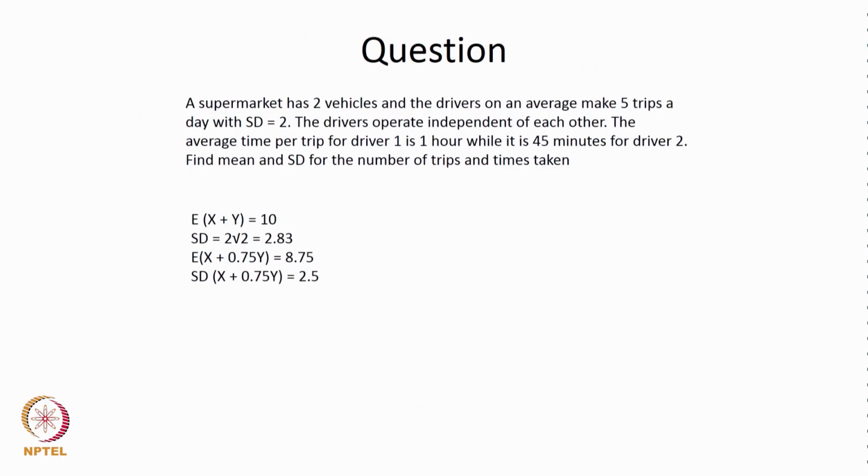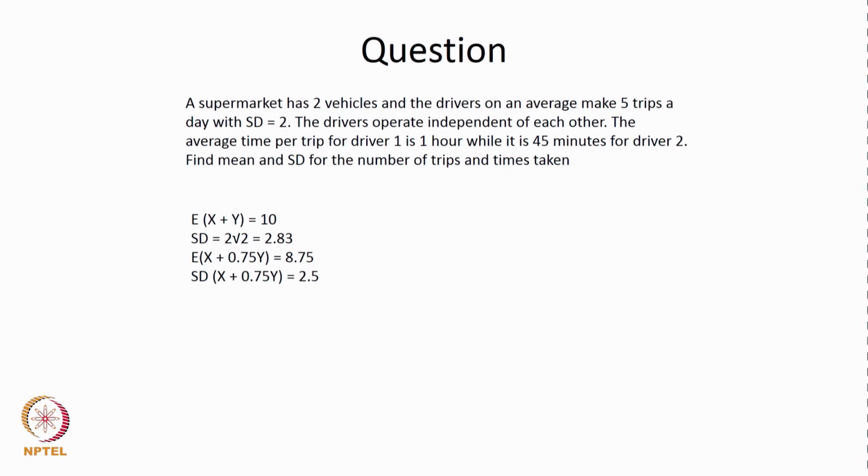Now, a supermarket has 2 vehicles and the drivers on an average make 5 trips a day with standard deviation equal to 2. The drivers operate independent of each other. The average time per trip for driver 1 is 1 hour, while it is 45 minutes for driver 2. Find the mean and standard deviation of the number of trips and time taken.